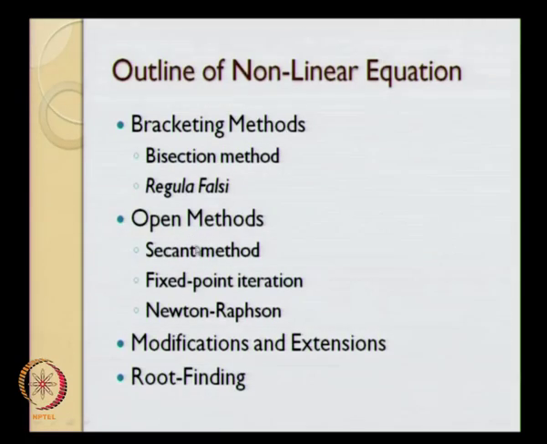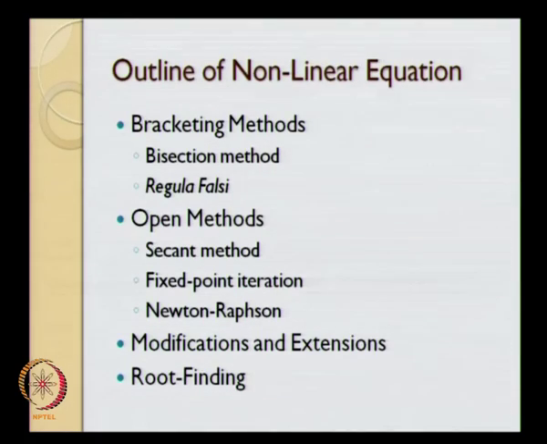Then we looked at various open methods. The secant method is also a superlinear method. The fixed point iteration is a linearly convergent method, and then we saw the reasons for Newton-Raphson to be the most popular method. Specifically, the first reason is that it's a second order convergent method, and the second reason for popularity is that it's very easily extendable to multiple equations in multiple unknowns.